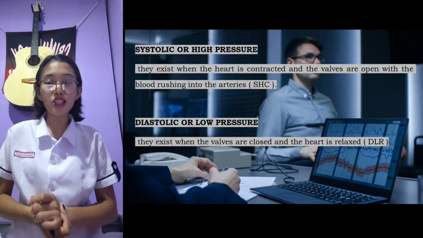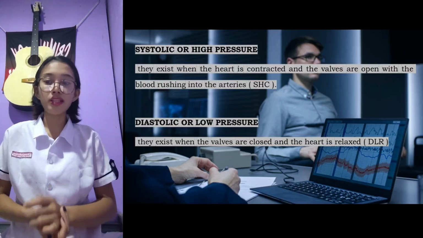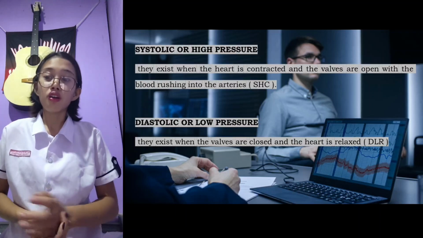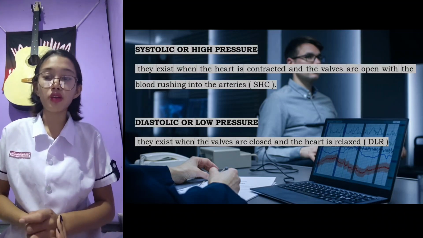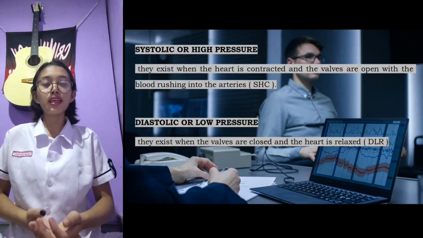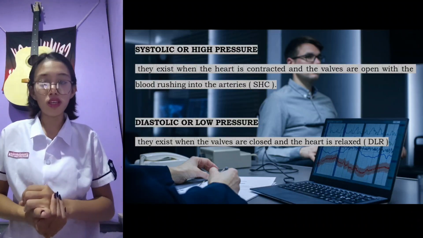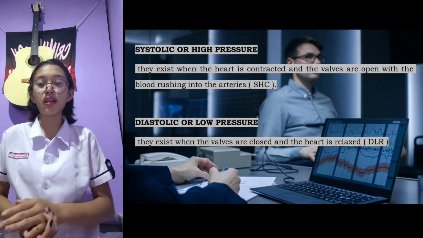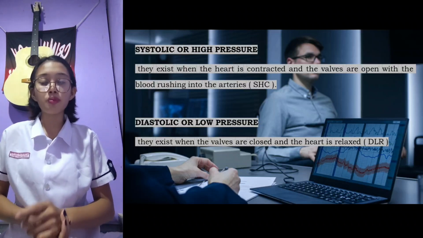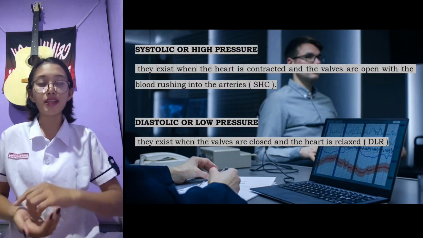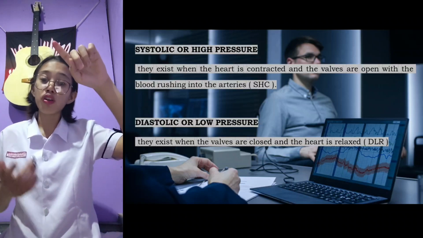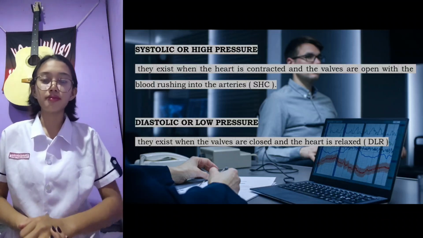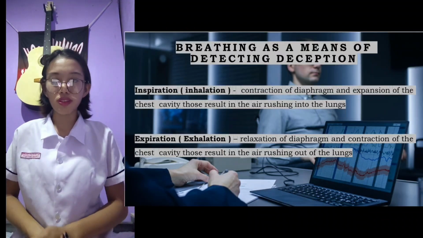SHC stands for S for systolic, H for high pressure, and C for contracted or heart is contracted. While the diastolic or low pressure, they exist when the valves are closed and the heart is relaxed. DLR stands for diastolic, L for low pressure, and R is relaxed or heart is relaxed. So, sinasabi natin na ang systolic or high pressure, may kita ito in chart drive module. Ito yung pagtaas ng linya. While the diastolic or low pressure, from the word is low, ito yung pababa na linya na may kita in chart drive module.